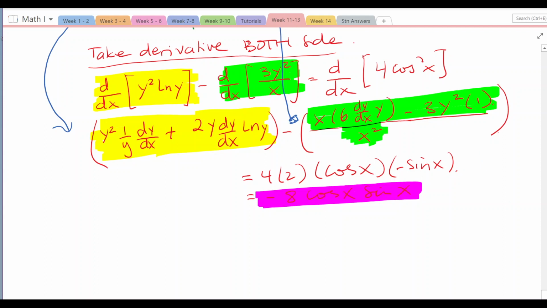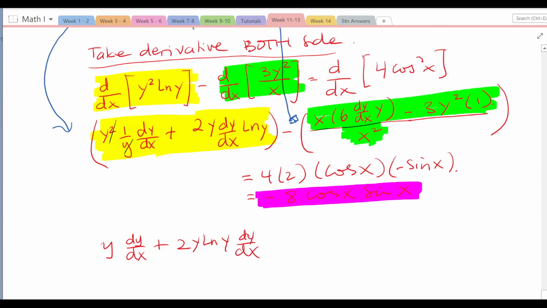Let's just proceed with the simplification first. So we have a cancellation here, and everything else is pretty much the same. Let's write down everything that we have. We have only y times dy/dx in the terms here. One of the y's is cancelled by this one, so we have y dy/dx plus 2y ln y dy/dx.